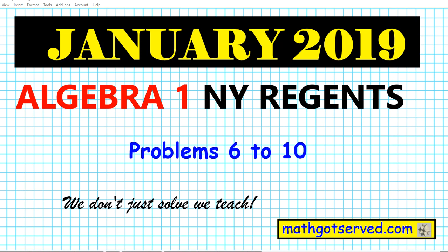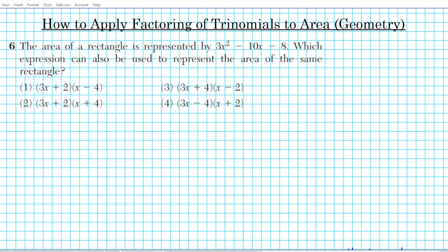In this clip, we're going to be going over problems 6 to 10 of the January 2019 Algebra 1 New York Regents exam. Alright, let's take a look at question number 6. In question 6, we're going to be looking at how to apply the factoring of trinomials technique to an area problem. Question 6 reads, the area of a rectangle is represented by the quadratic expression 3x squared minus 10x minus 8. Which expression can also be used to represent the area of the same rectangle?